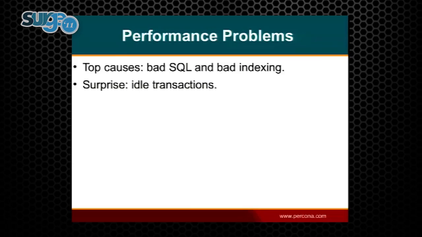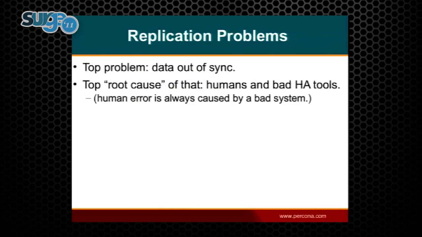In the performance problem slice of that pie, it's true that performance problems come a lot from bad SQL, but they also come a lot from bad indexing and from long-running transactions, what Postgres people would call idle in transaction. In replication, most of the time, the data on the master and the replica don't match. That causes replication to fail. And most of the time, this is caused by bad humans.